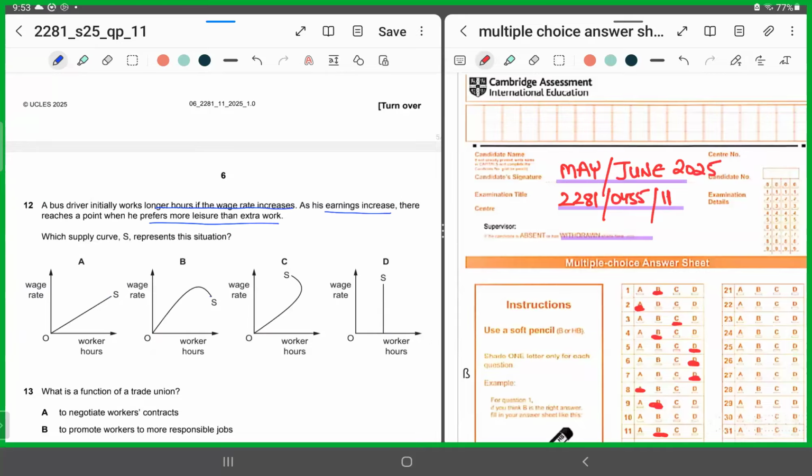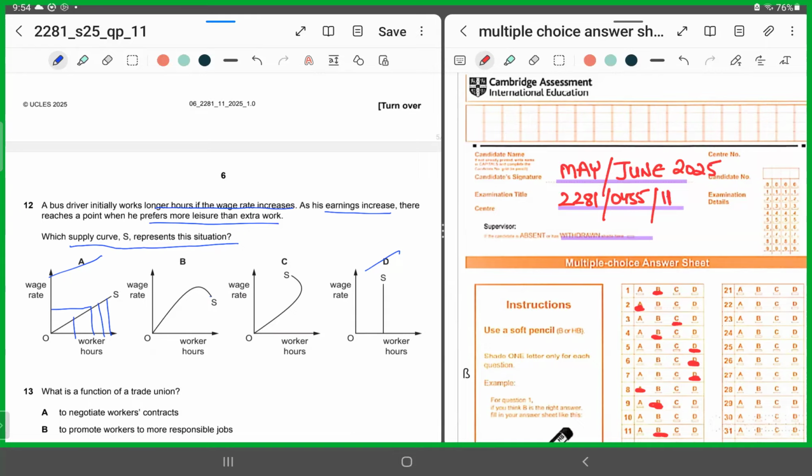Now they're saying which supply curve is an actual representation of his behavior. Now it cannot be A and it cannot be D. S is perfectly inelastic in D, right? So it cannot be D. Similarly, it cannot be A because it's showing that as the wage rate is increasing, he keeps on working more. But the scenario they have shown is depicting the other scenario. So you'll chop A and D at that moment only.